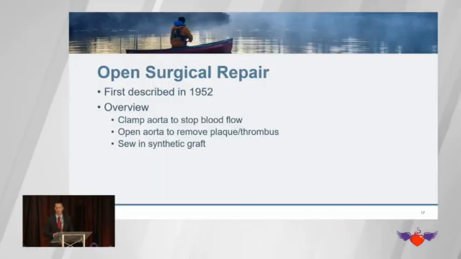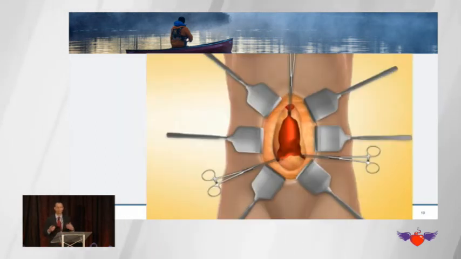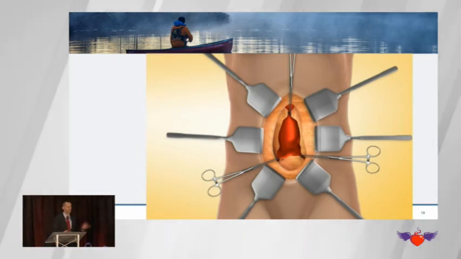So that is EVAR. And then open surgical repair. It's been around since 1952. Einstein died in 1955. So basic overview here, big incision there. We're retracting the skin and muscle away, moving the intestines out of the way.